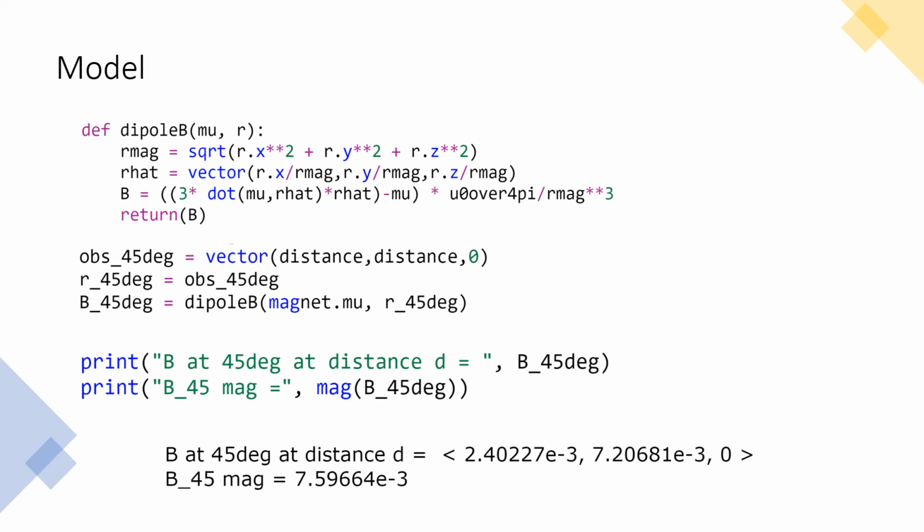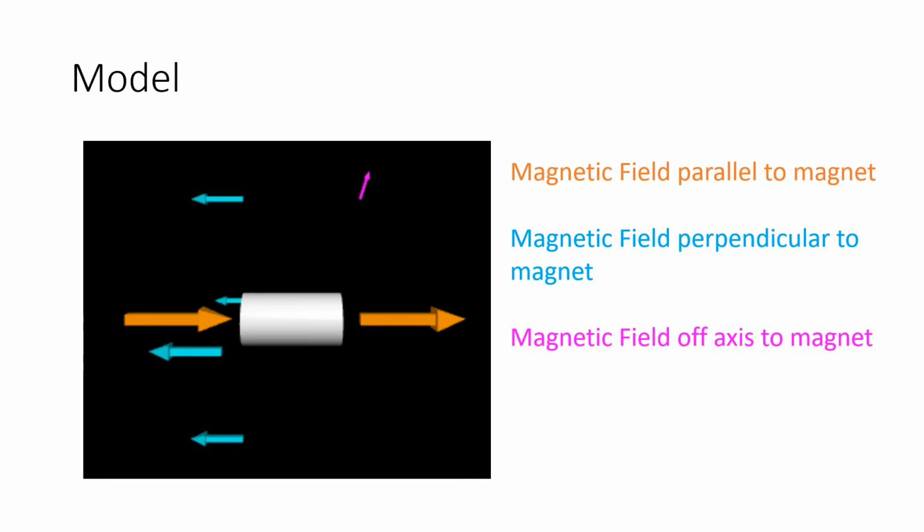Using those magnetic field values from the last slide, I was able to create arrows at certain locations that show the direction and the magnitude of the magnetic field. The orange arrows represent the magnetic field in areas parallel to the position of the magnet. The blue arrows show the magnetic field in positions perpendicular to the magnet, so at a 90-degree angle. The one magenta arrow shows the magnetic field at that off-axis 45-degree location from the magnet.